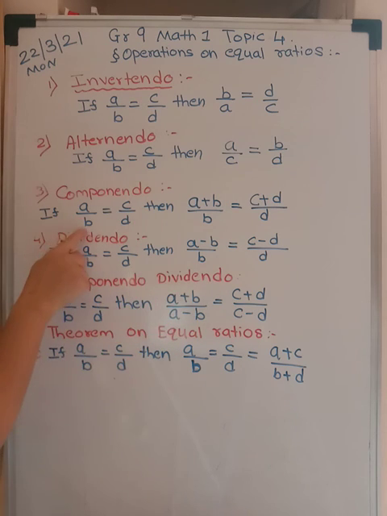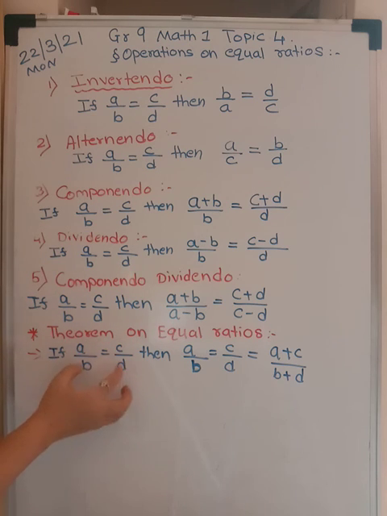If something is done to the first ratio, then the same you have to do to the second ratio if these two ratios are equal. But theorem of equal ratios, if A upon B is equal to C upon D, then these two ratios also become equal to the third ratio, which is addition of both the numerators upon addition of both the denominators. Is this clear?